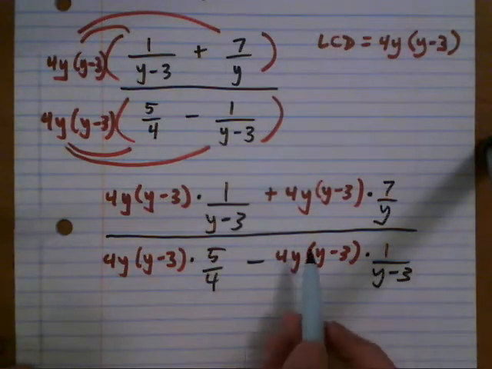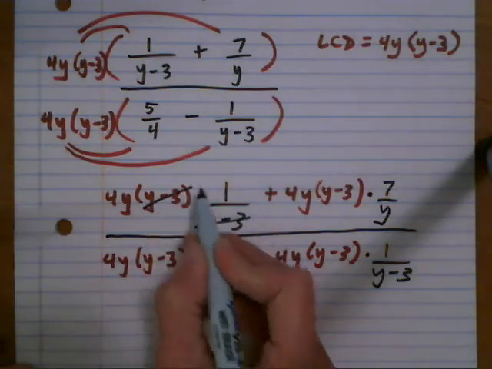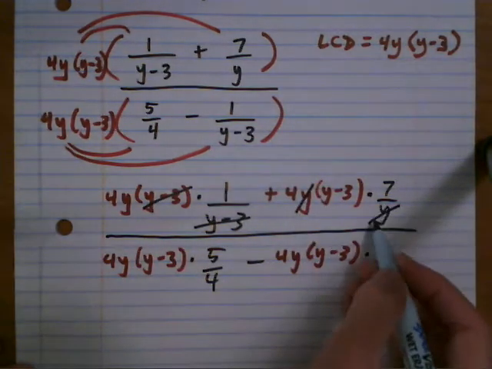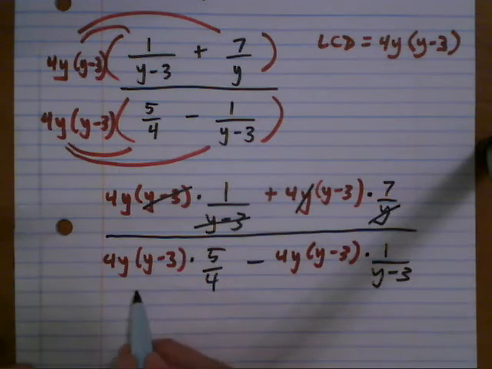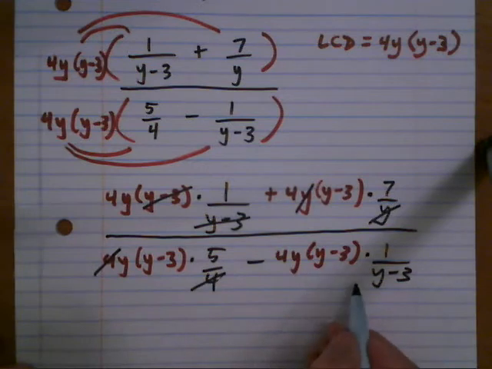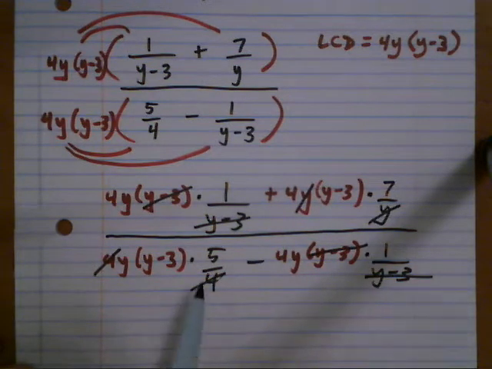And now we want to do some canceling. We want to divide out common factors. On this first one, we can divide out y minus 3 top and bottom. And here we can divide out a y. On the bottom left, we can do a 4. And on the right term here, we can do y minus 3. And let's write what we have left now.